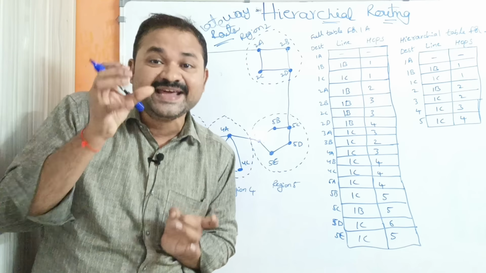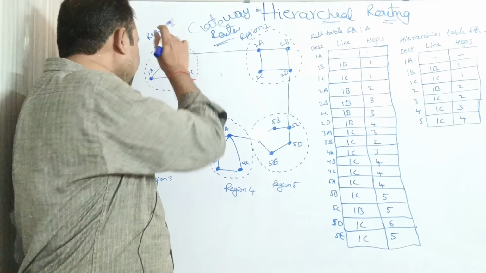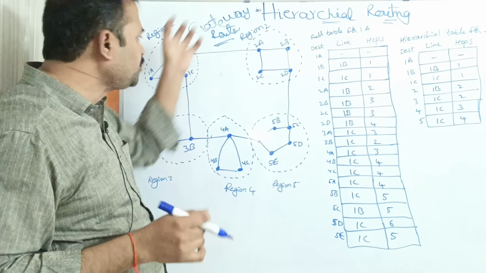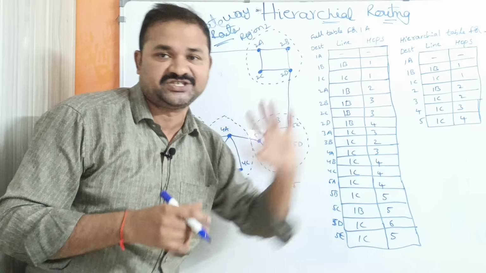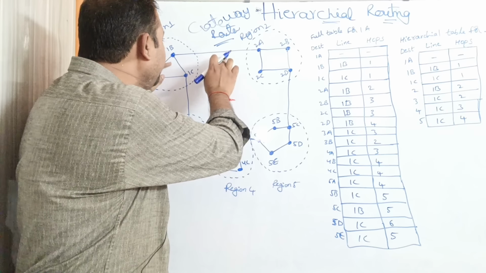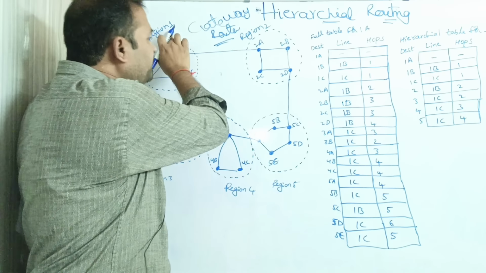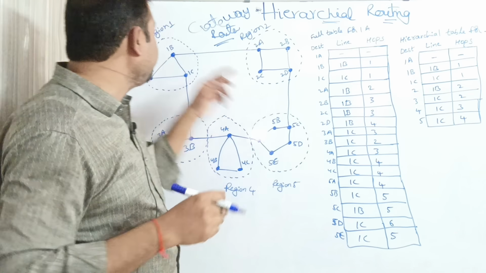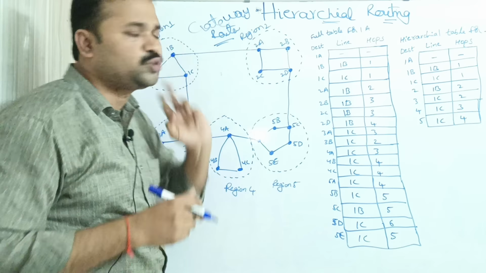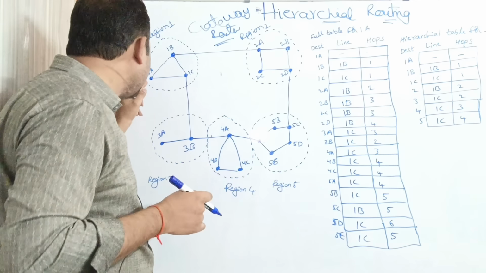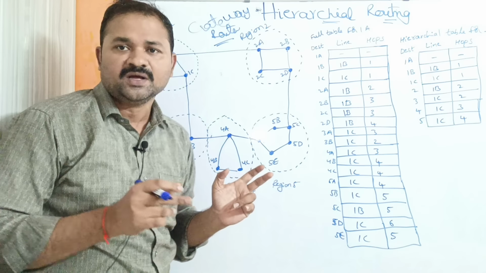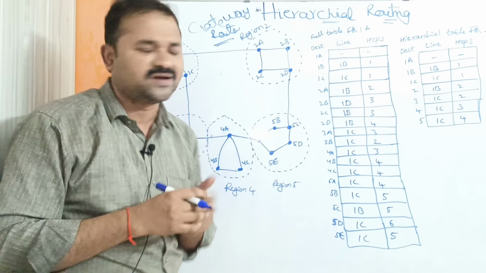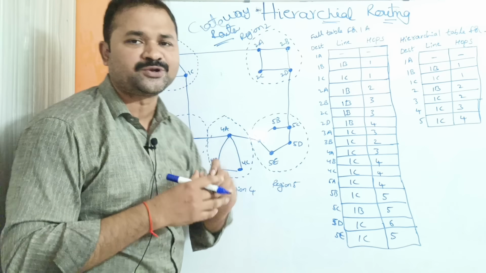Here we have a link between a router of one region and a router of another region. Here we have a link between the 1B router of region 1 and the 2A router of region 2. So how can the 1A router send packets to 2A? It has to send the packet to 1B. Now 1B knows information about 2A, because here we have a link. So 1B can directly transmit the packet to 2A.